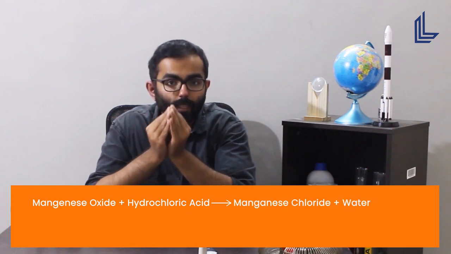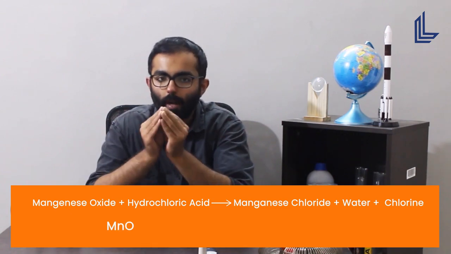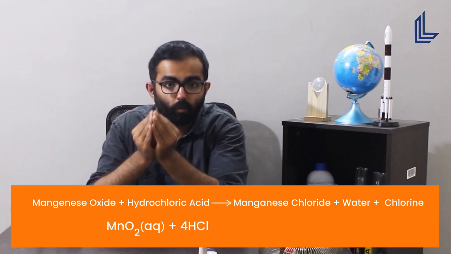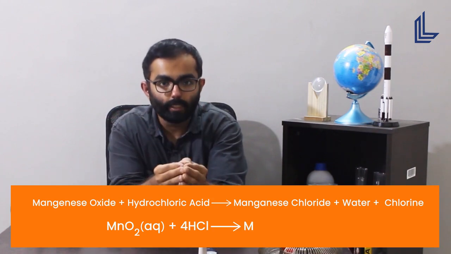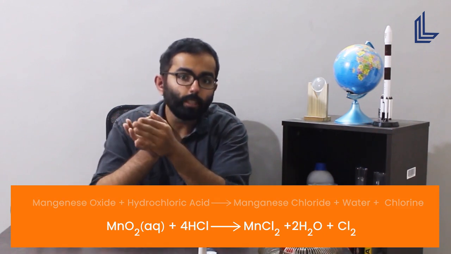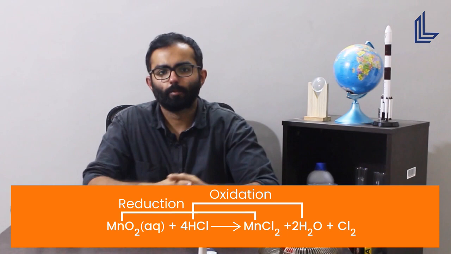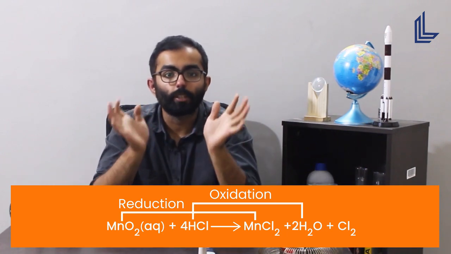Another great example of a redox reaction is when manganese oxide reacts with hydrochloric acid. What happens is that manganese is reduced to form manganese chloride along with H2O and chlorine. So let us just quickly go ahead and write down this reaction. Manganese oxide, that is MnO2, plus 4HCl will give us MnCl2 plus H2O plus Cl2. So in this reaction, manganese oxide is reduced and hydrogen is oxidized. Now I hope you have understood the concept of redox reactions.